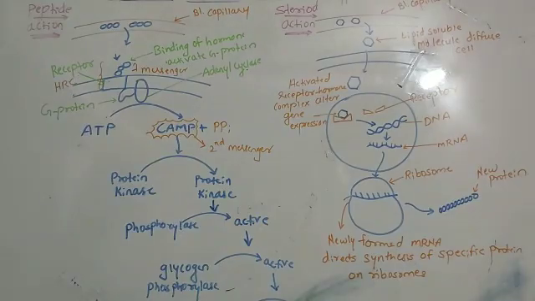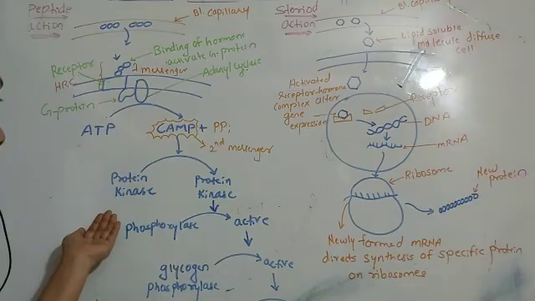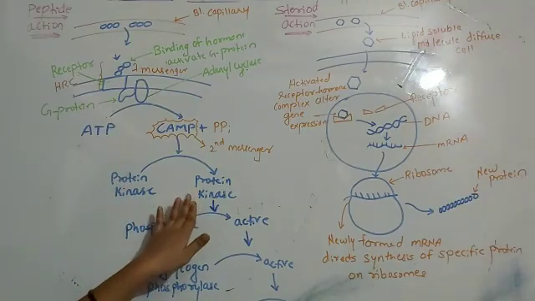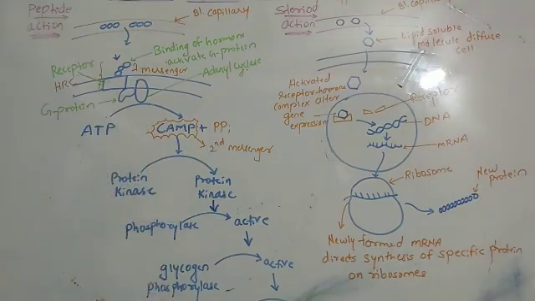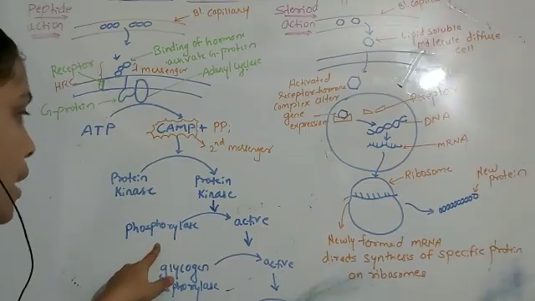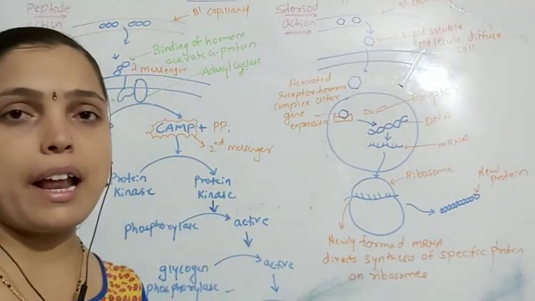Once again, which is present in the cytoplasm, it brings the activation of the protein kinase. We call it that cyclic AMP brings the activation of a protein kinase, which further extends to the activation of a phosphorylase.